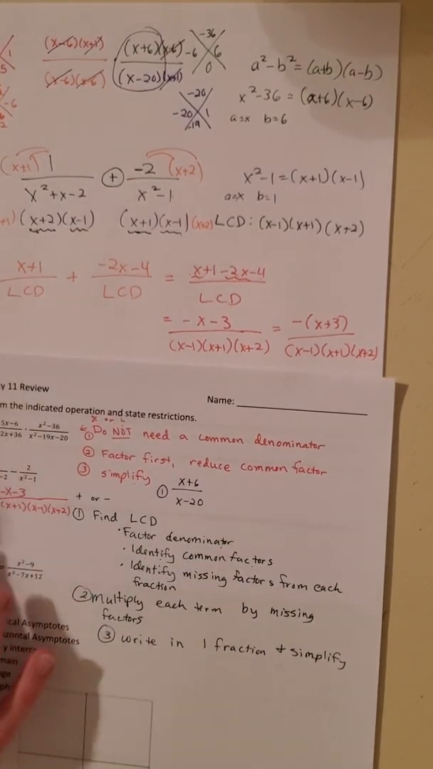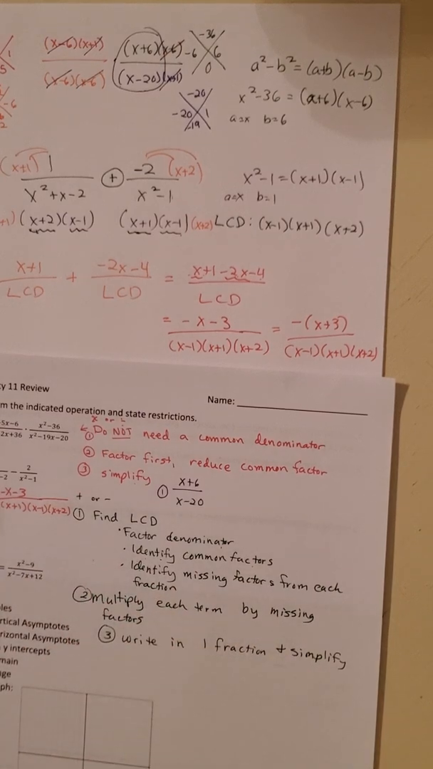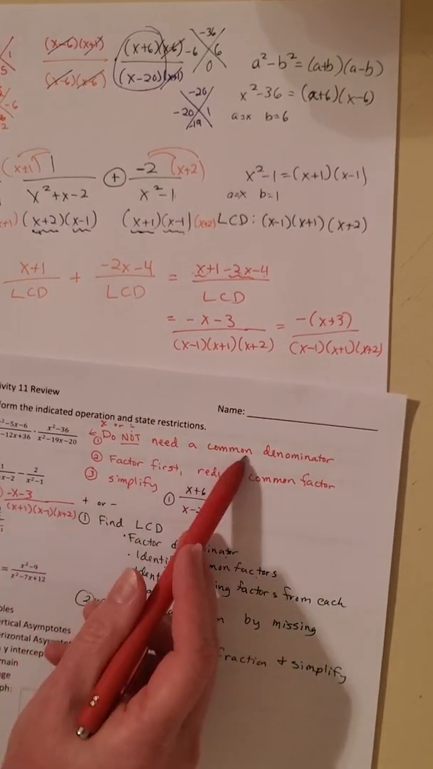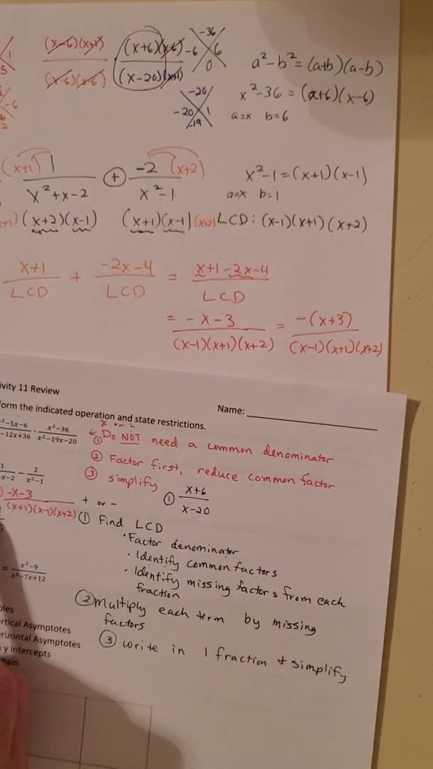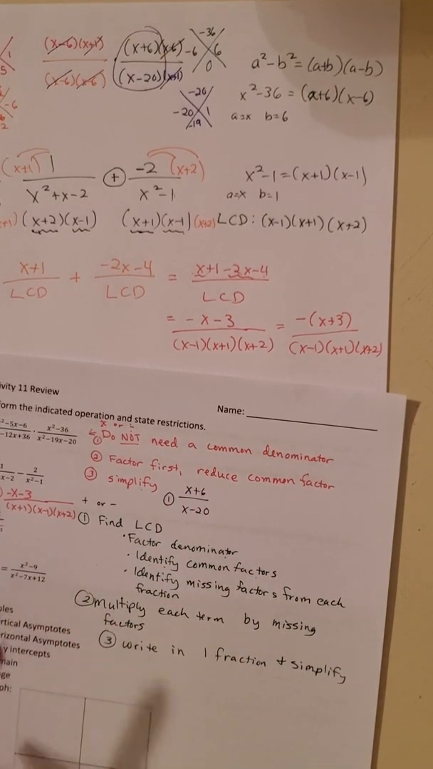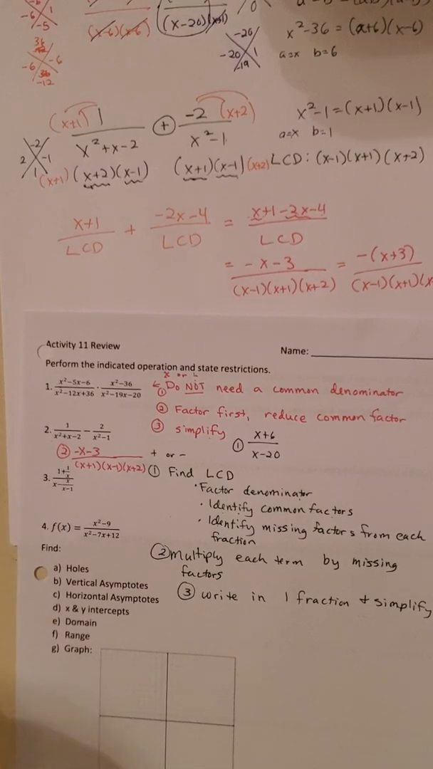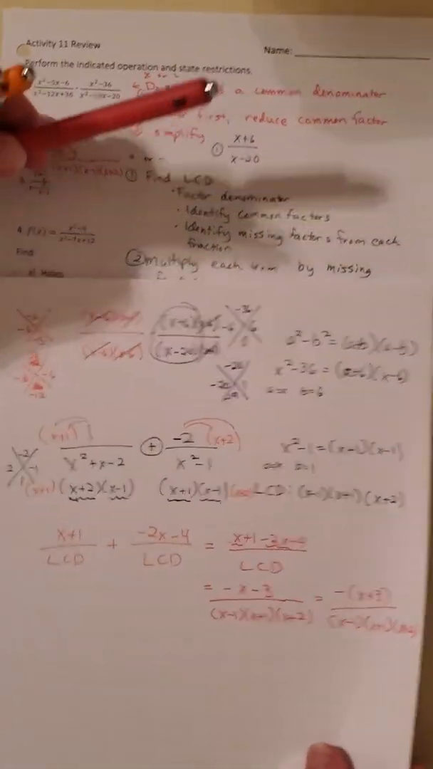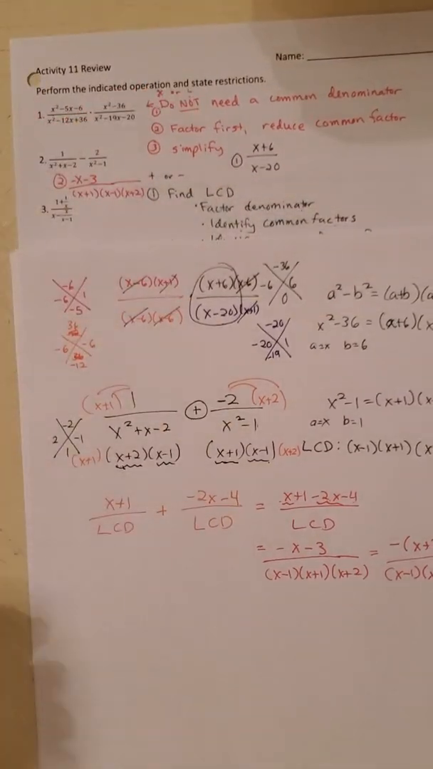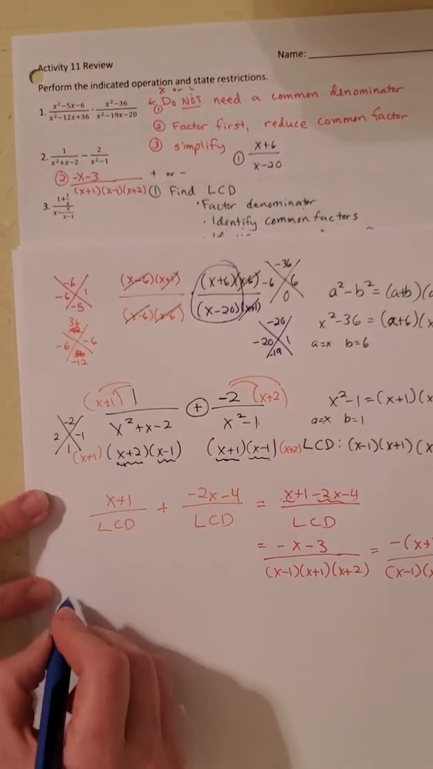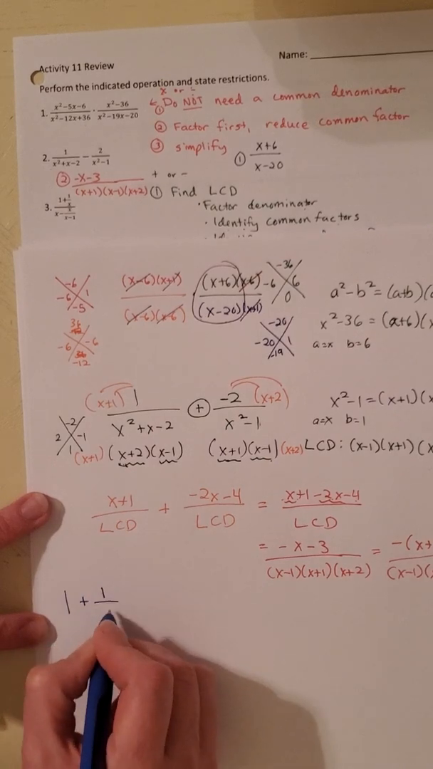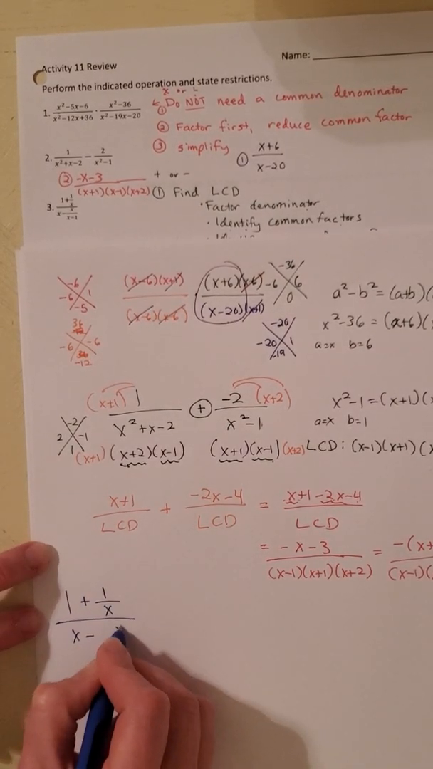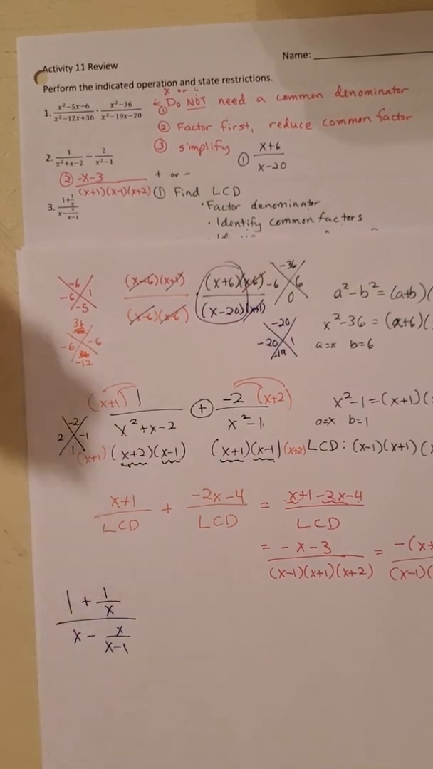All right, number 3, it has both of these happening in it. So we've got division happening. So we don't need to get a common denominator because of that, but we also have addition and subtraction happening. And so we're going to have to get a common denominator. Okay, so I'm going to go ahead and do that problem over on this paper so that we have more room. 1 plus 1 over x, and then x minus x over x minus 1.